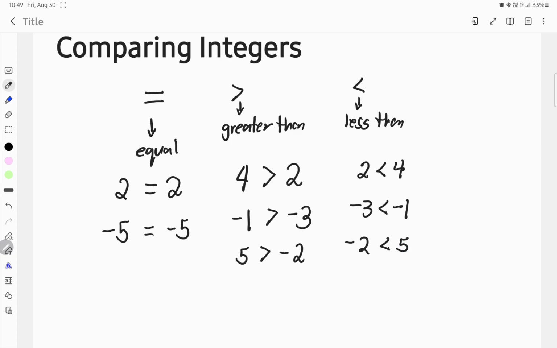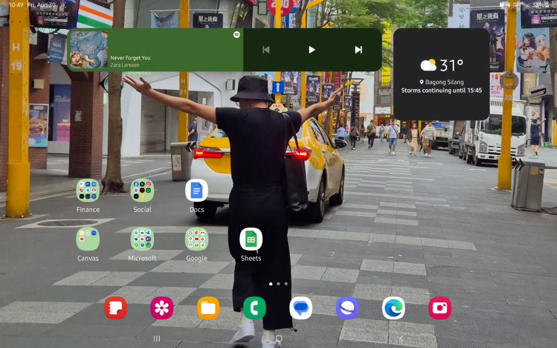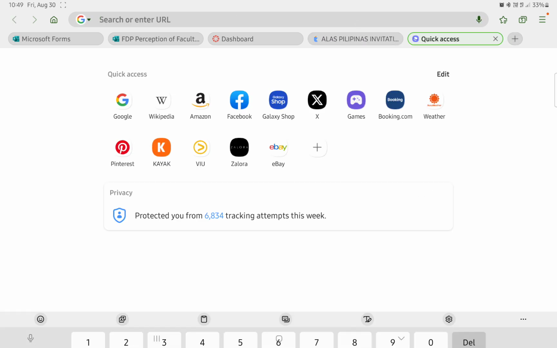So let's go to a website that I'm using on how to compare integers. I'm using Math is Fun. Let me open that.